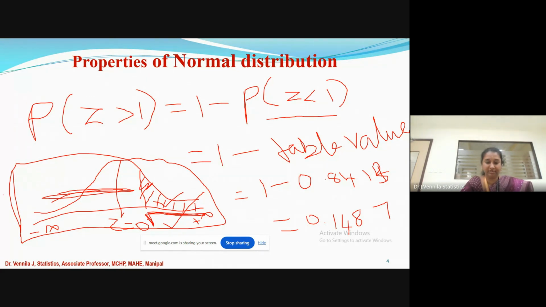You can calculate 1 minus 0.8413. What is the answer? 0.1587. That means a 15.87 percent chance we have for accepting the particular area. So the possibility for this area is only 15.87 percent.